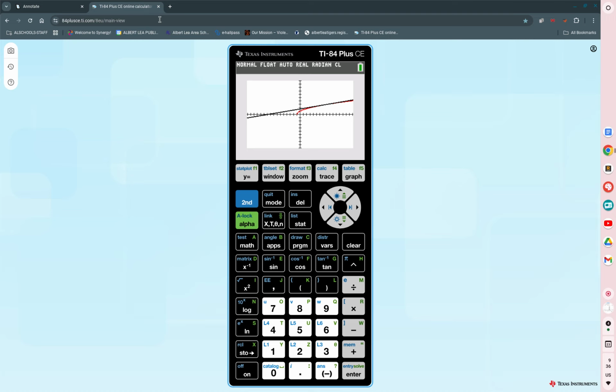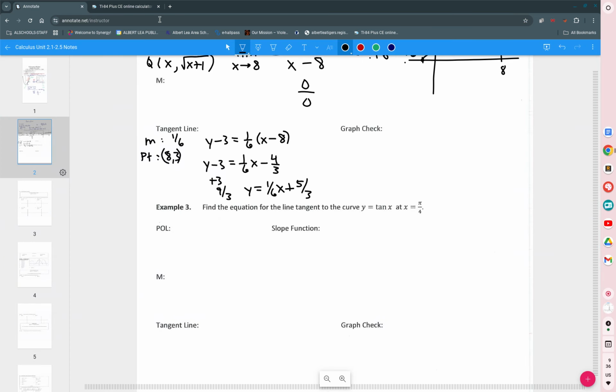Touches once. We want to do one more example together, and then we want you to start to explore on your worksheet and try that, okay? Let's do one more. Find the equation for the line tangent to the curve y equals tangent of x, at x equals pi over 4.